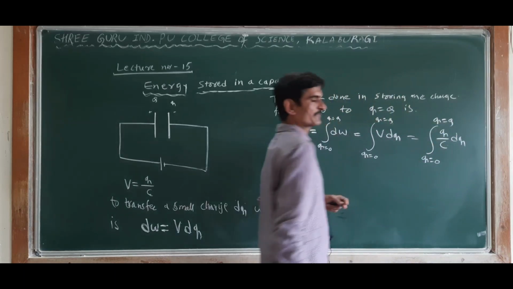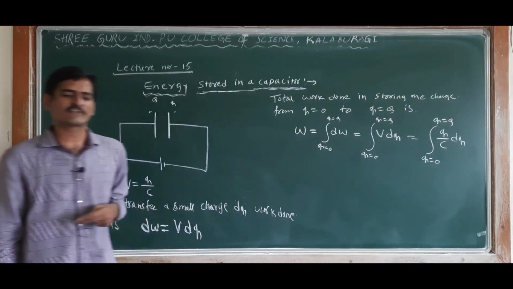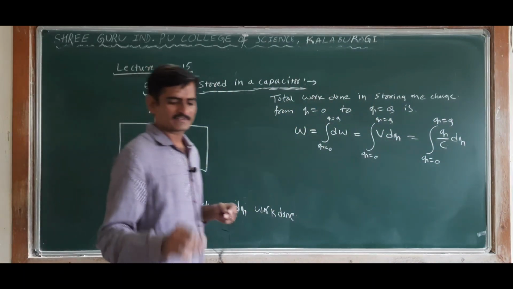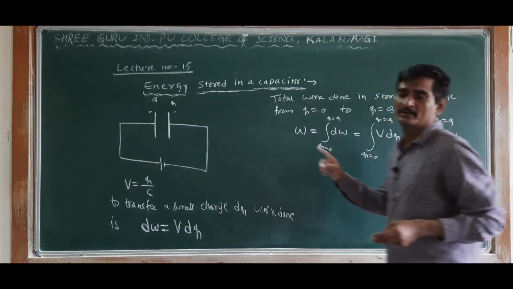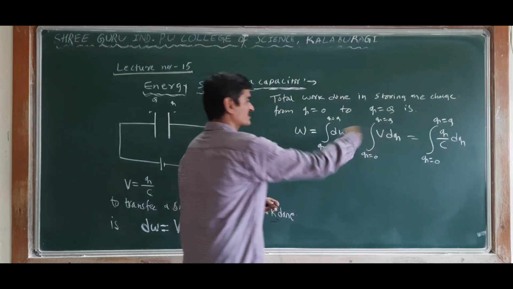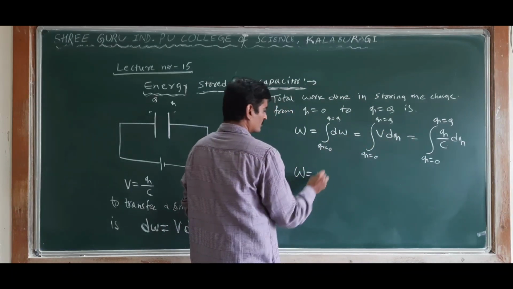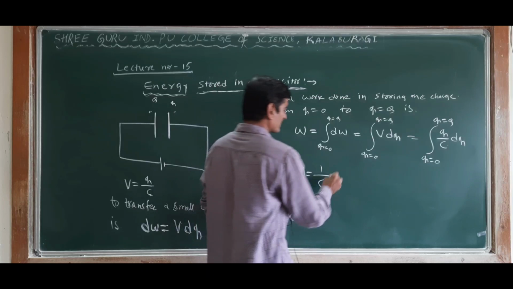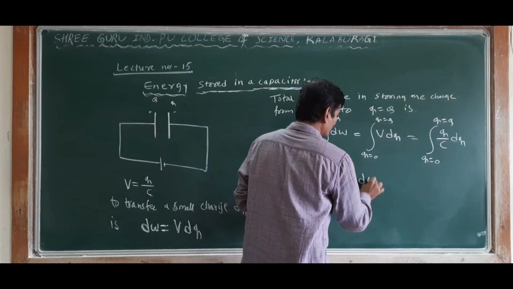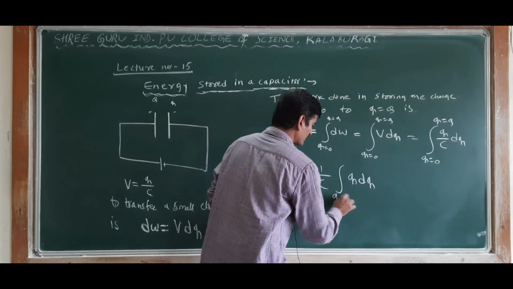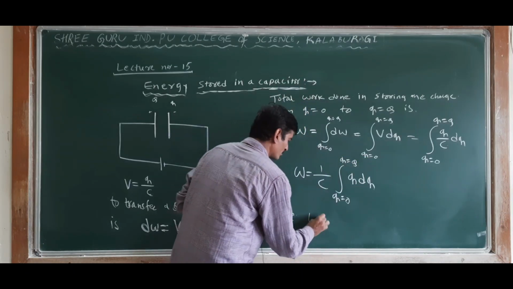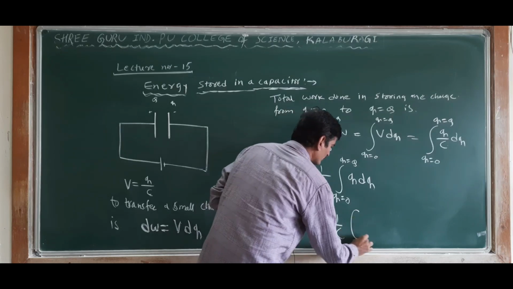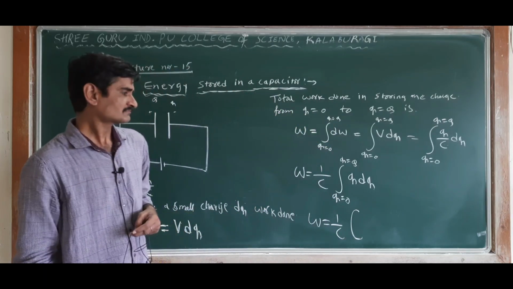Now see, the capacitance of a capacitor is a constant. It does not depend upon the charge and potential. So take it outside. So W is equal to 1 by C, integration of q dq from where to where? From q equal to 0 to q equal to capital Q.